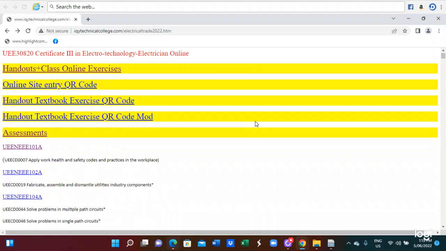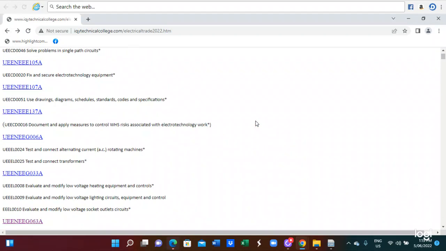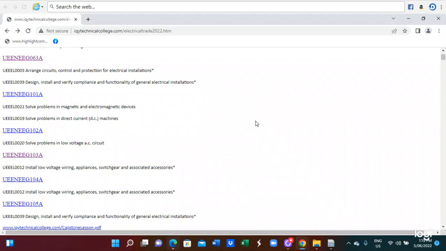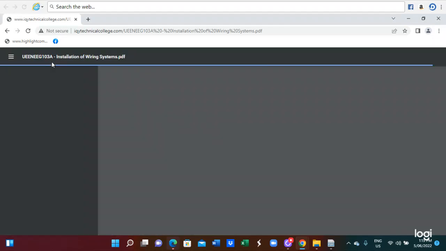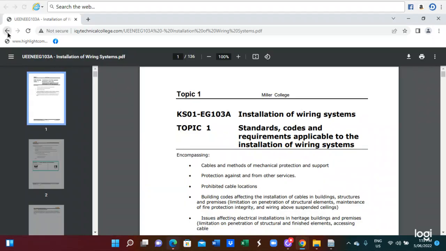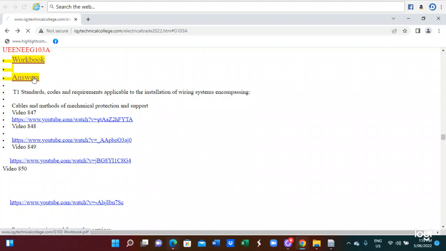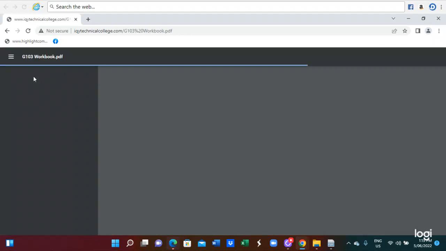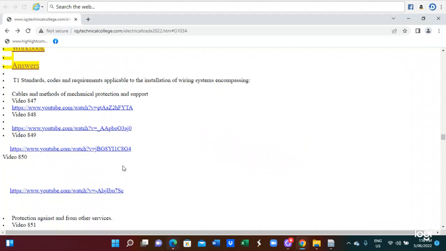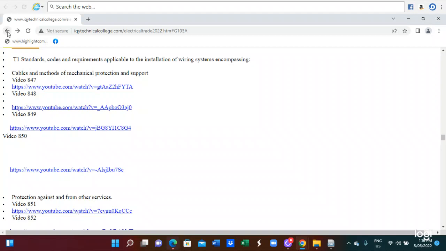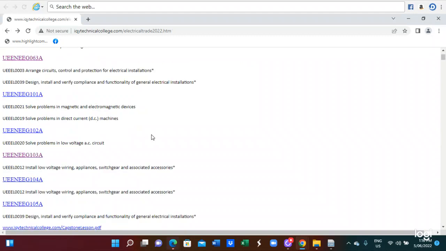Then you have to read this G103. Click the UE and G103, then you see the workbook. This is the workbook here, and those are the answers for the workbook. So you read the workbook questions and you have to do the answers. After that, those are the videos for all the competencies in that unit, and you can watch the videos. So this is the way you can study G103 for the electrical trade.